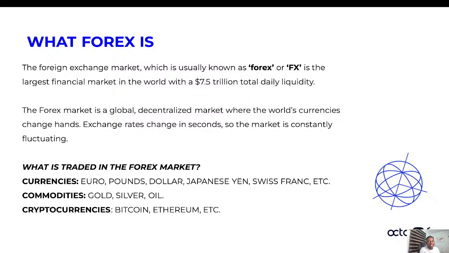Now, what is traded in the forex market? Currencies are traded, commodities are traded, cryptocurrencies are traded. When we talk about currencies, we have the euro, the pounds, the dollar, the Japanese yen, and the Swiss franc. As for commodities, we have gold, silver, and oil being traded. We also have cryptocurrency, the newest one in the space, and cryptocurrencies like Bitcoin and Ethereum are being traded.